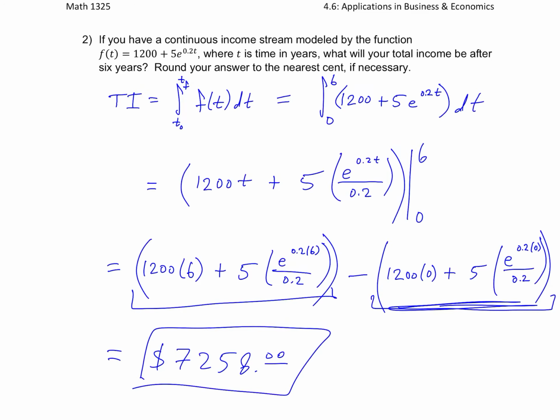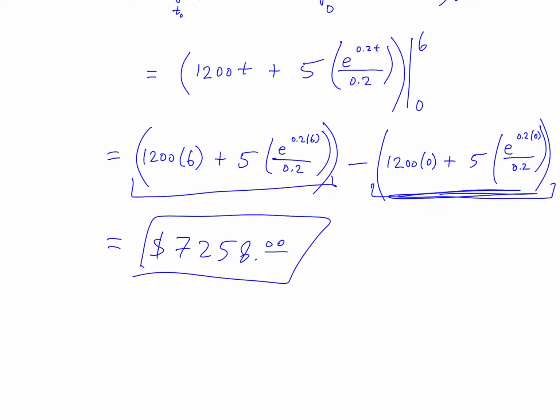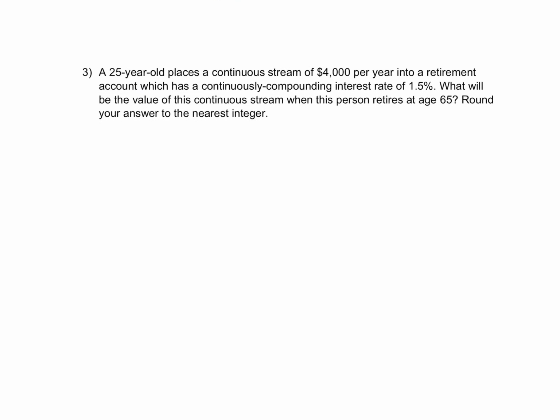And these models are going to be relatively accurate for any sort of regular deposits, but they get more and more accurate the more frequent the deposits are. So for example, maybe let's look at problem 3. Here it says a 25-year-old places a continuous stream of $4,000 per year into a retirement account which has continuously compounding interest at a rate of 1.5%. What will be the value of this continuous stream when this person reaches the age of 65?